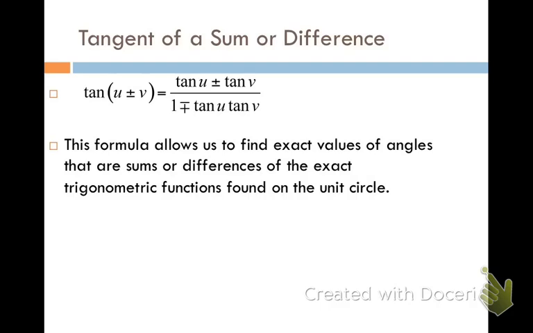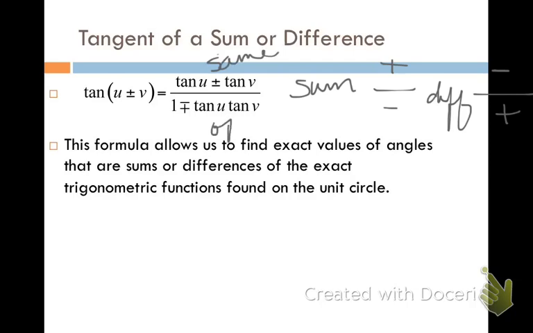Sum and difference identity for tangent. Again, we have both the sum and difference versions. In the sum version, we'll get a plus on the numerator and a minus on the denominator. If it's a difference, it'll be minus in the numerator, positive on the denominator. So this one matches, this one's the same, and this one's the opposite sign.